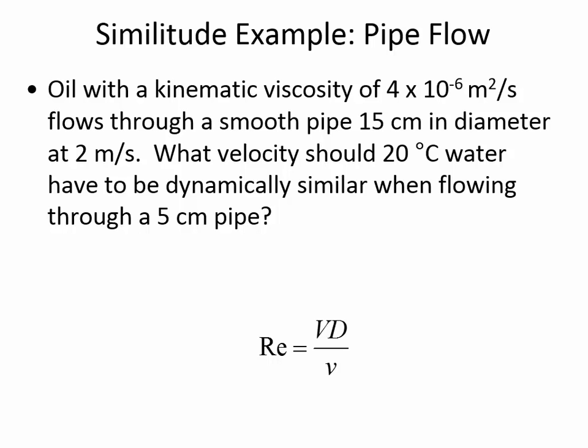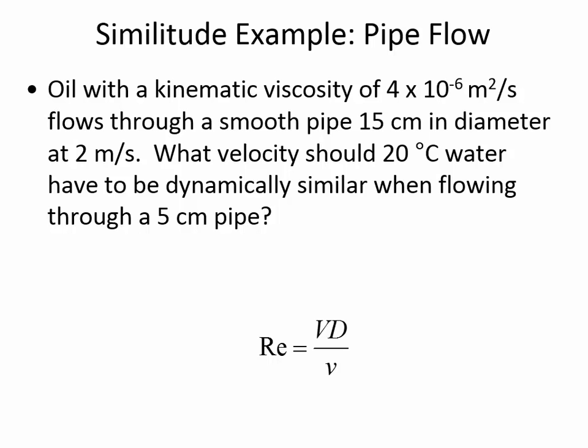So why don't you try this one? Here's a question related to flow through a pipe. Again, you need to set the Reynolds numbers equal to each other. The Reynolds number for the prototype should equal the Reynolds number for the model. In the full-scale example, we're going to have oil flowing through a 15-centimeter diameter pipe. The full-scale situation is going to have a flow of 2 meters per second.